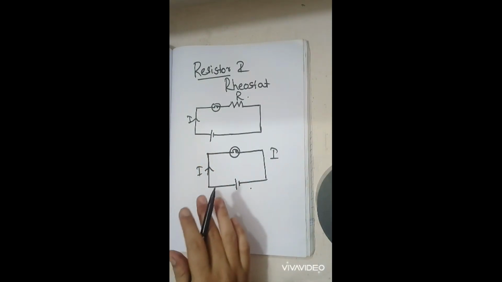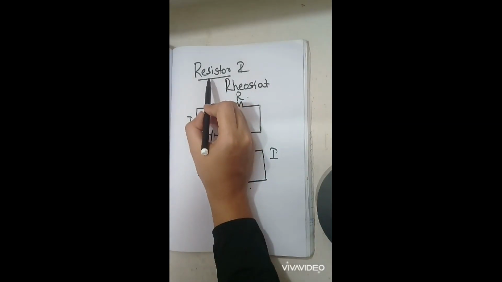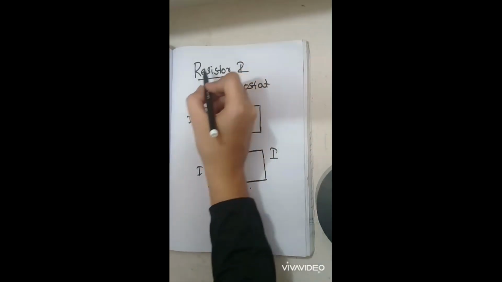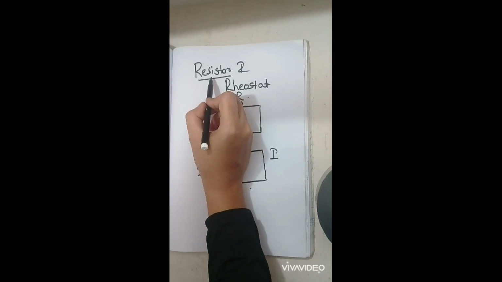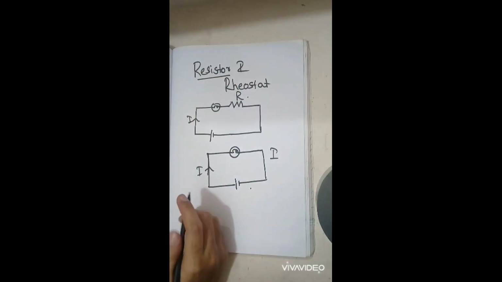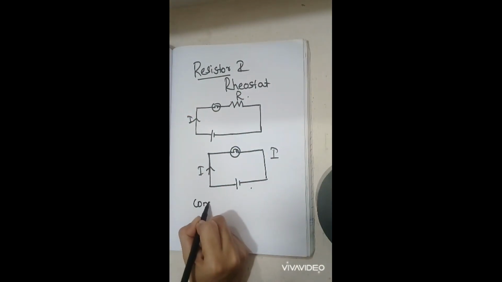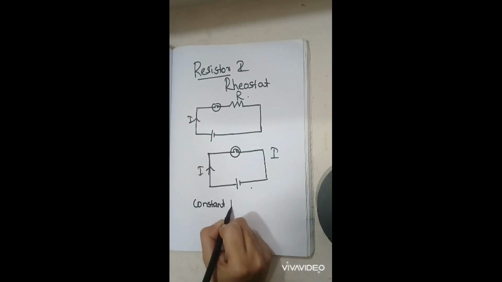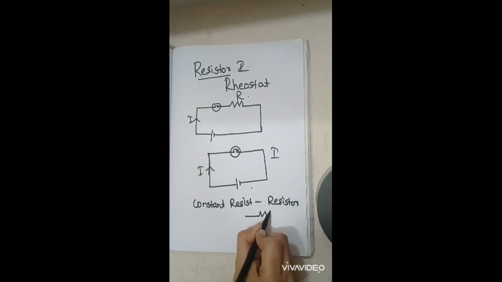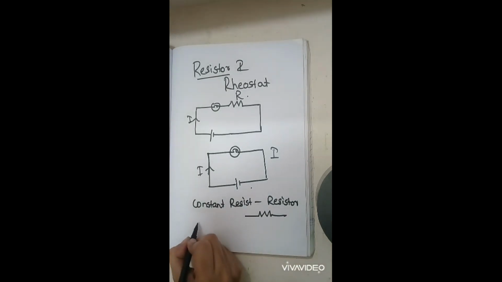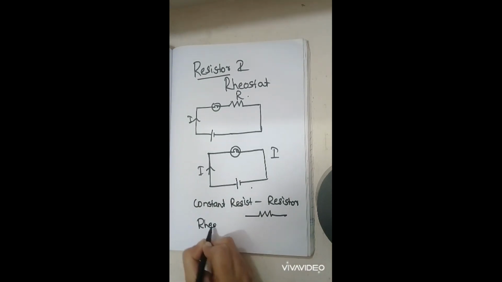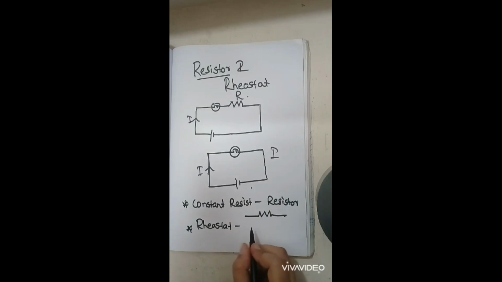I hope that is clear. Resistor is a component having constant resistance. Resistor symbol is like this. In rheostat, there will be variable resistance.